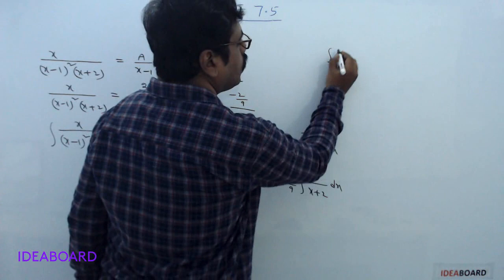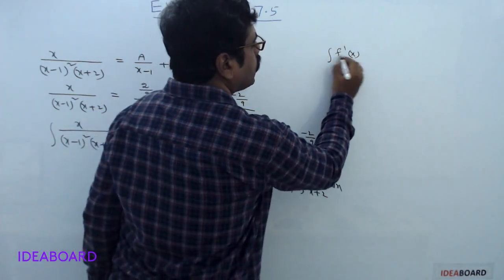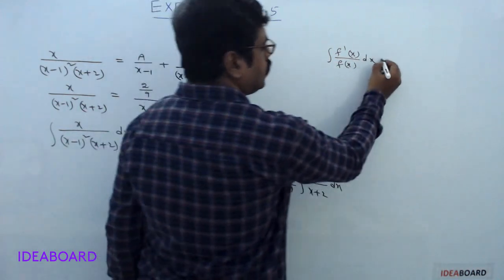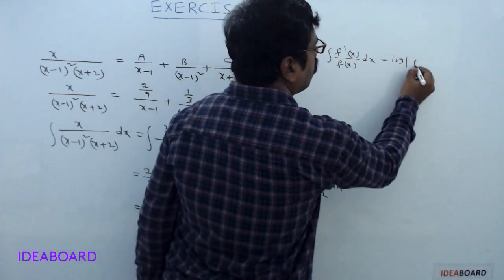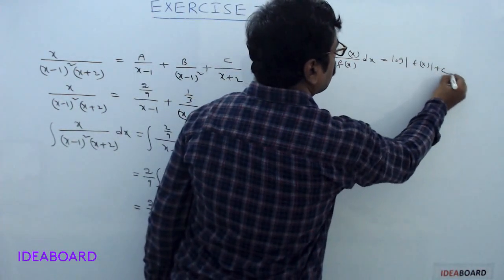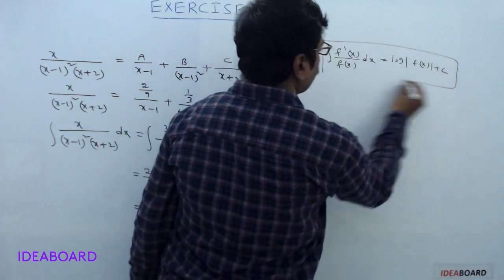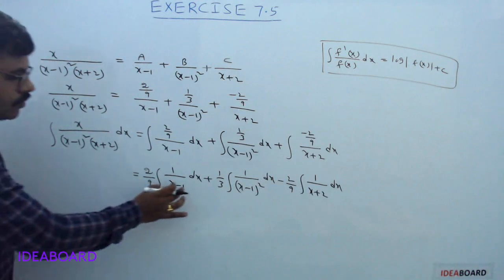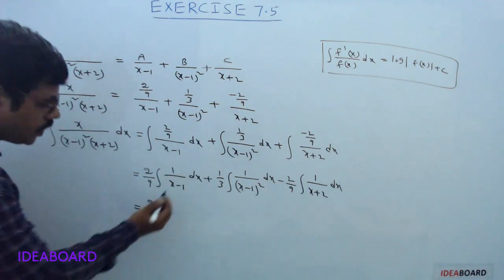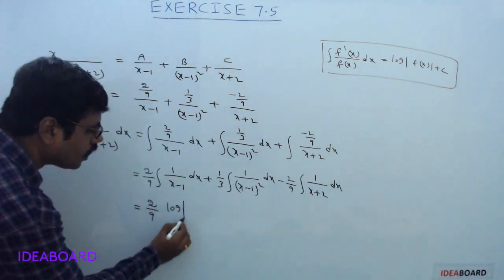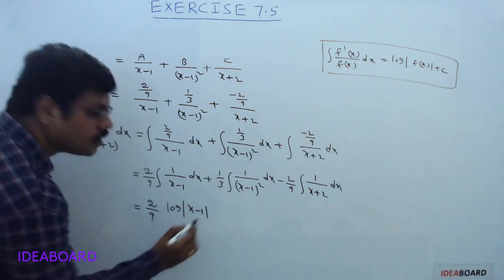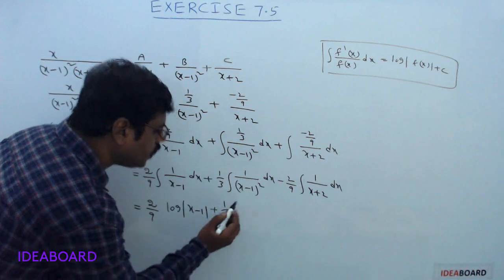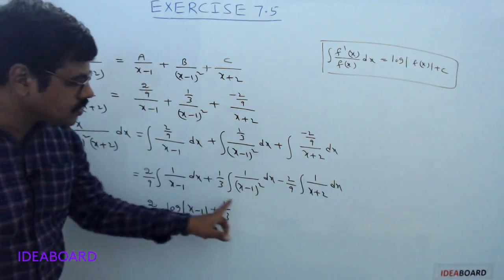Now what is the formula of integral f dash of x divided by f of x dx? It is log mod f of x plus a constant term c. Now use this formula on the first term. Derivative of x minus 1 will be 1. So what is this value? Log mod denominator. Log mod x minus 1 plus 1 by 3 into, now observe this term.